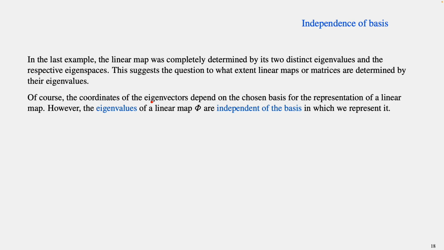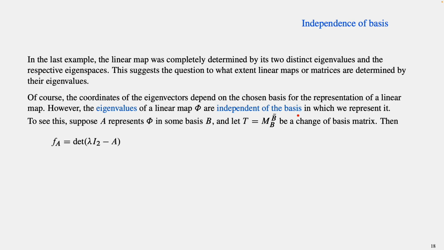The coordinates of the eigenvectors, of course, depend on the chosen basis representation of a linear map, but the eigenvalues of a linear map are independent of the basis in which we represent it. And to see this, we do practically the same thing that we did in the previous chapter when we proved that determinants of a matrix or of a linear map do not change under a change of basis. And we basically reuse that argument here.